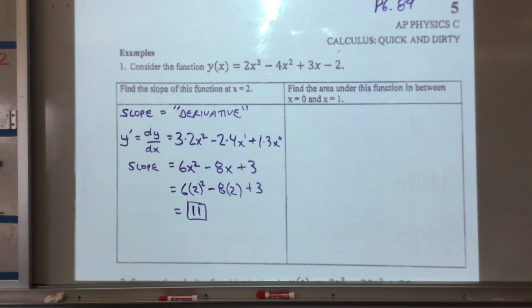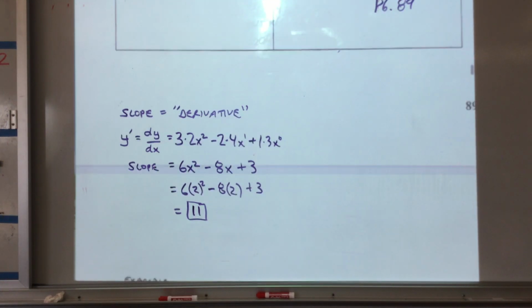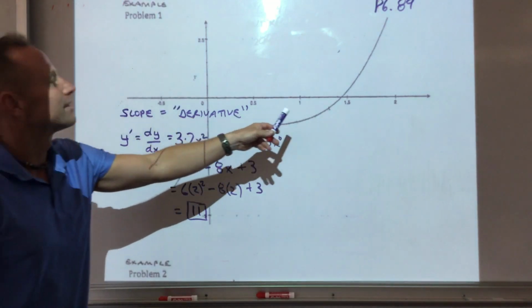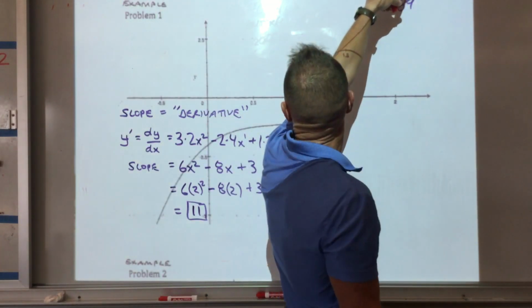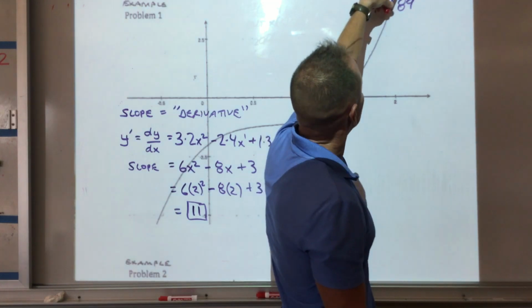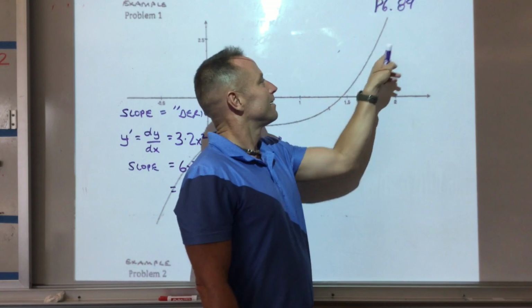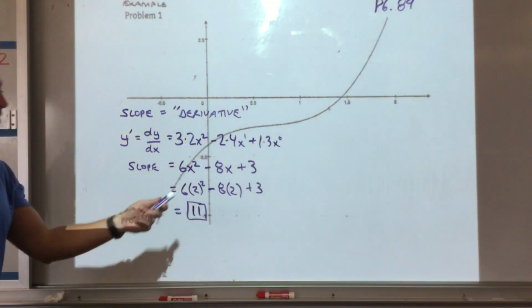Let's actually see if that makes sense, because I graphed it on the next page. So at x equals 2, here's the function. Well, at least you can see that it's going to be a positive steep slope, okay? So apparently at x equals 2, this function out here, the slope is apparently 11, okay?